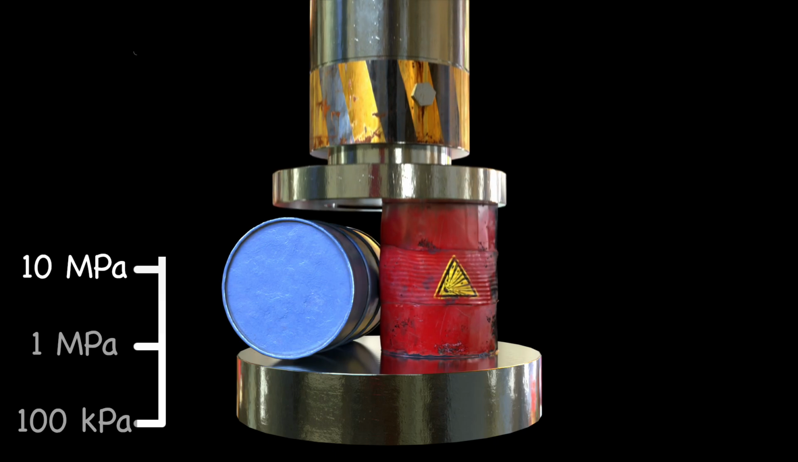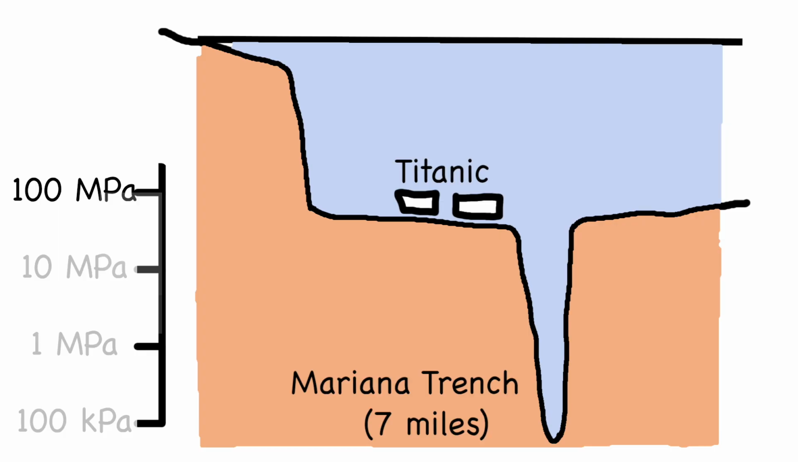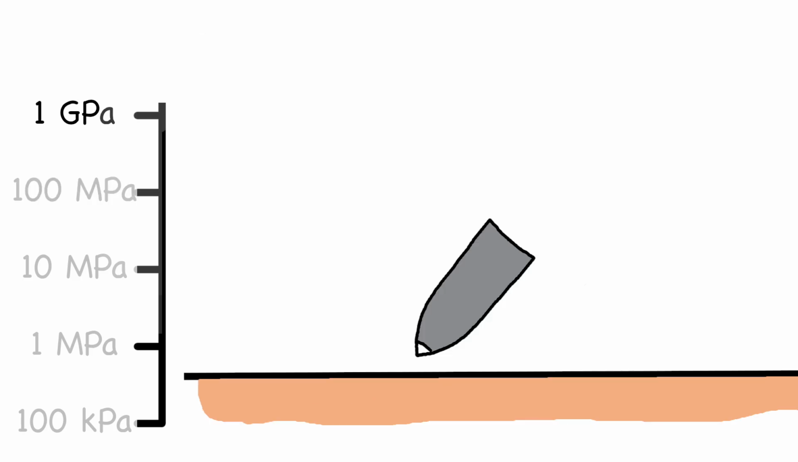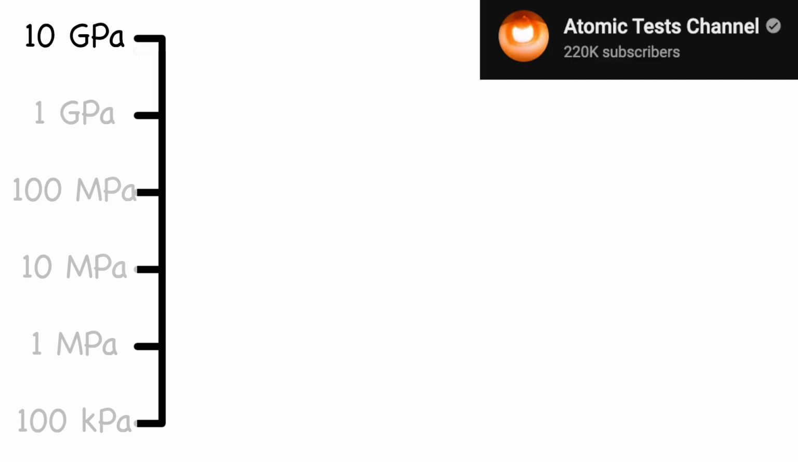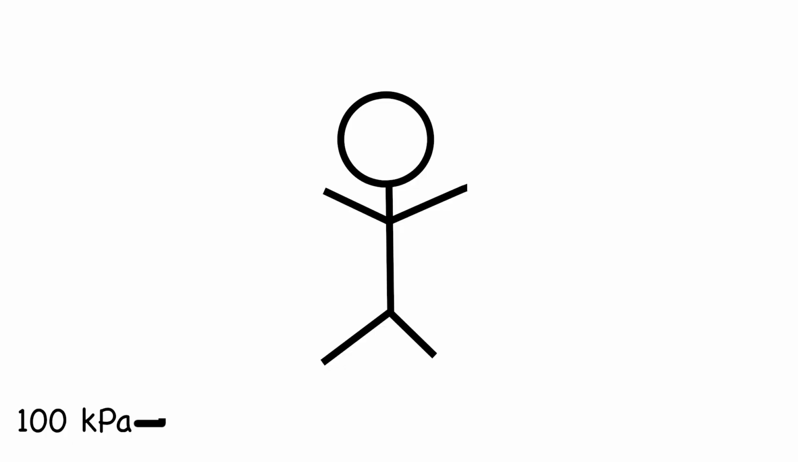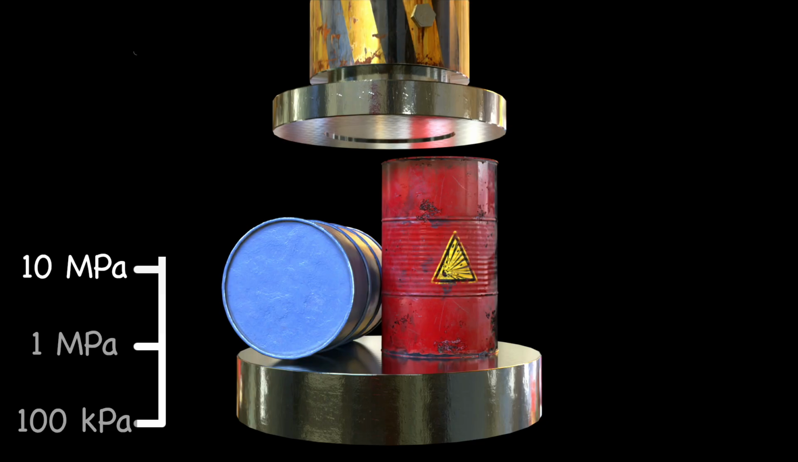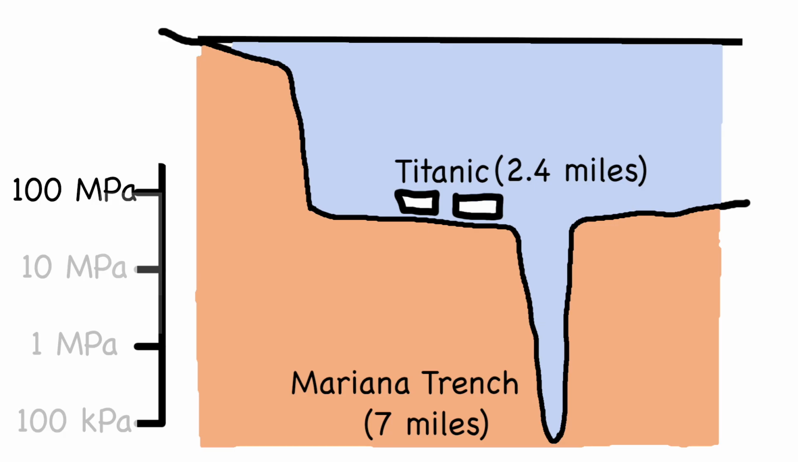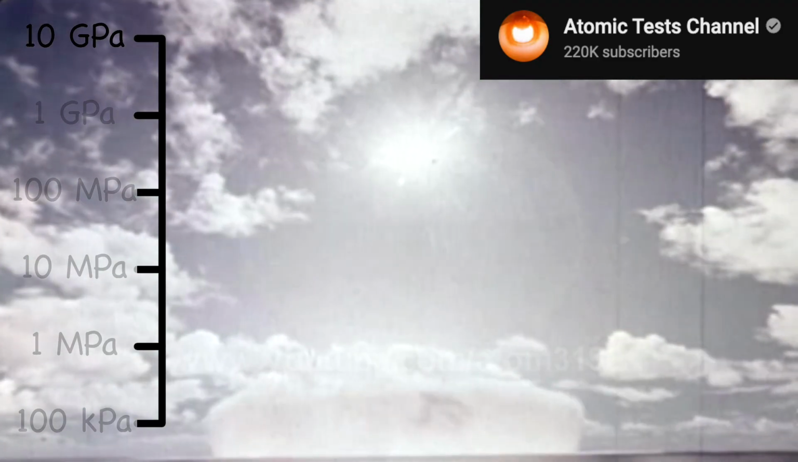10 megapascals is a hydraulic press. 100 megapascals is the bottom of the Mariana Trench. 1,000 megapascals or 1 gigapascal is the bursting pressure of an artillery shell. 10 gigapascals is the initial pressure of our 1 megaton nuclear warhead. To recap: 100 kilopascals normal air pressure, 1 megapascal a bike tire, 10 megapascals hydraulic press, 100 megapascals Mariana Trench, 1 gigapascal artillery shell, and 10 gigapascals a 1 megaton nuclear warhead.